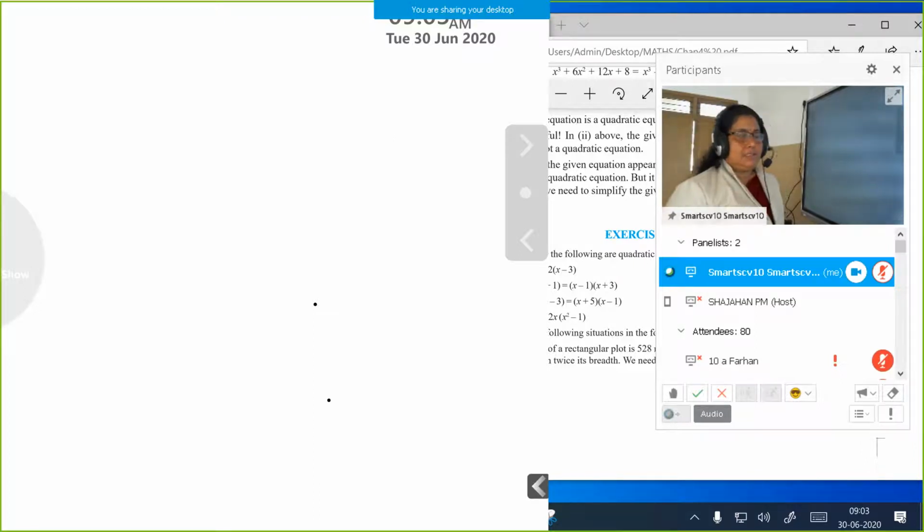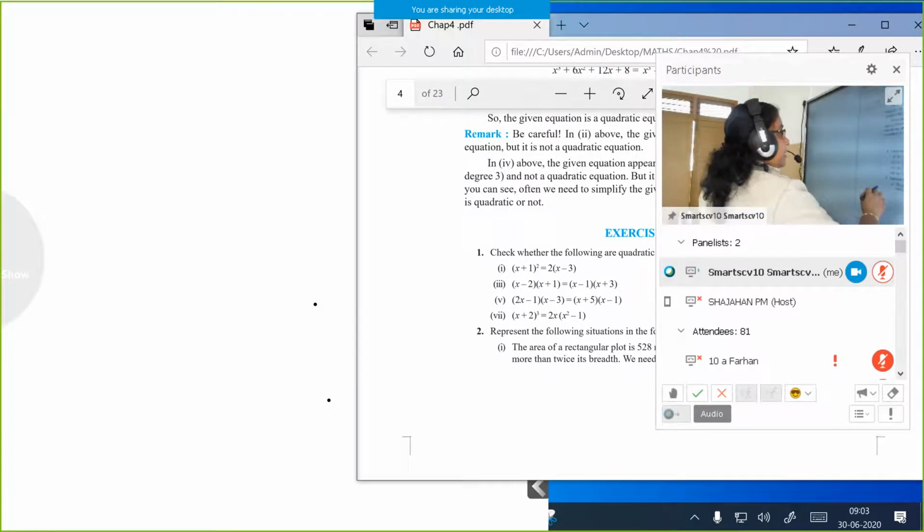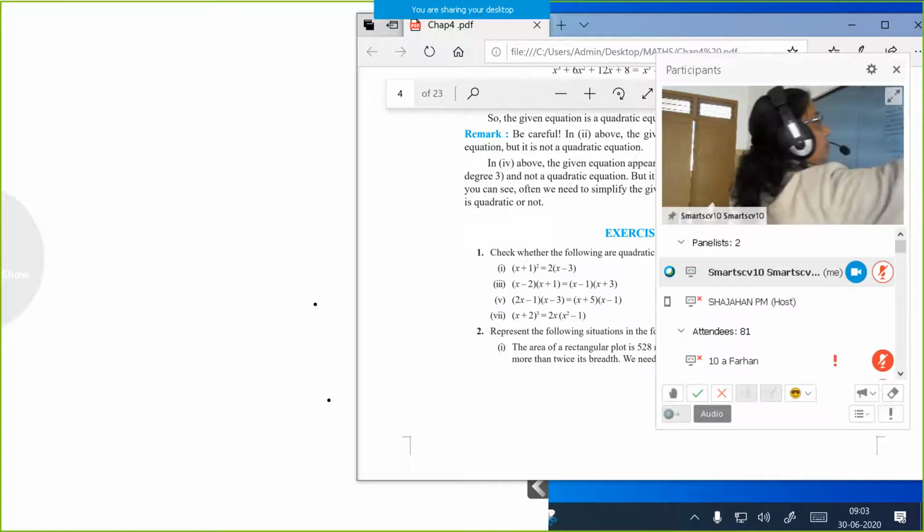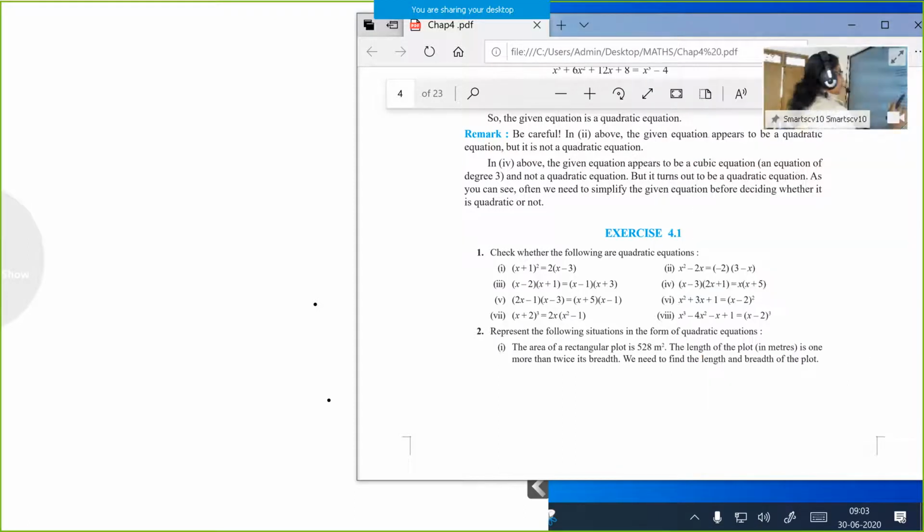Okay, good morning students. Today we start our section that is quadratic equation, our fourth chapter. Take exercise 4.1.